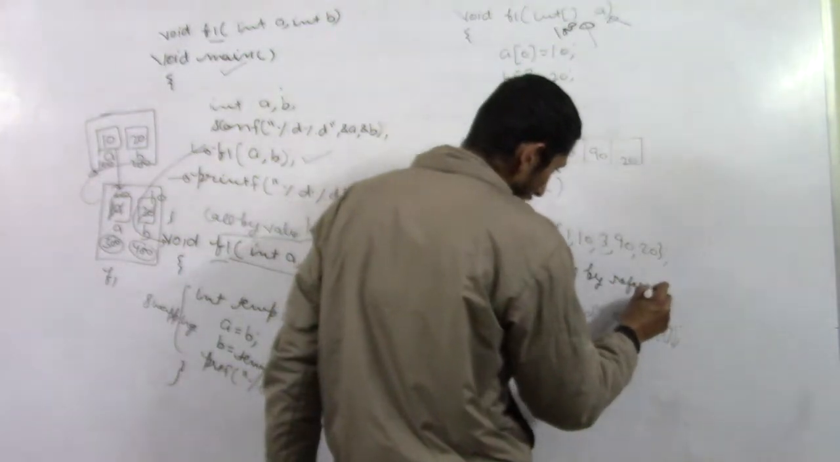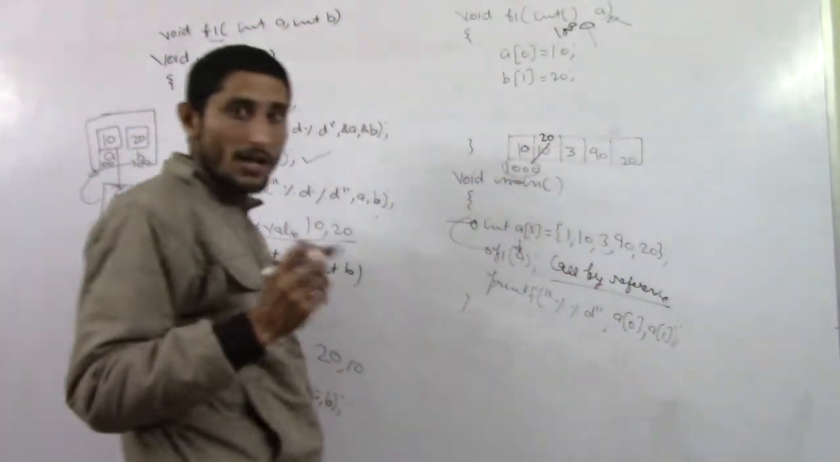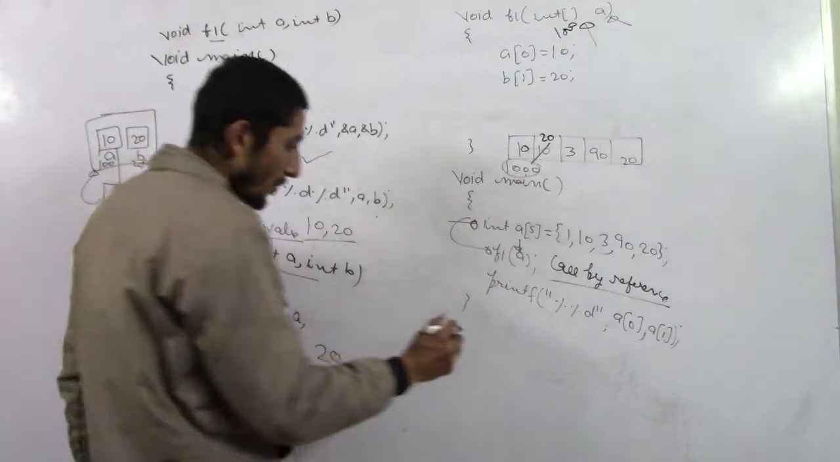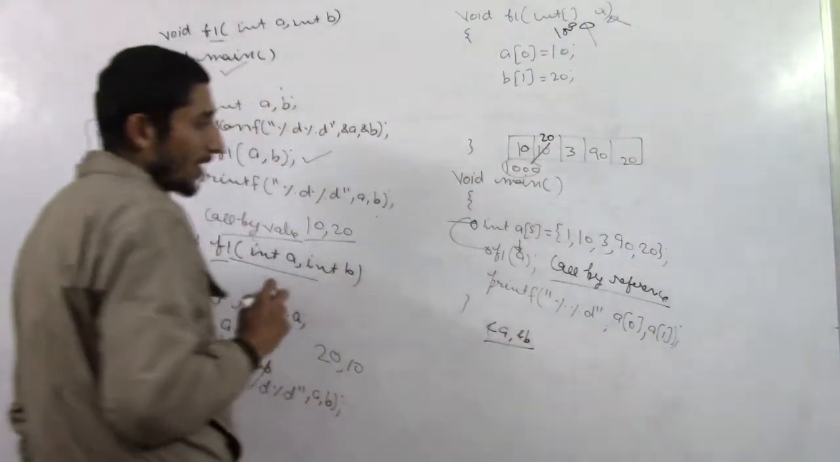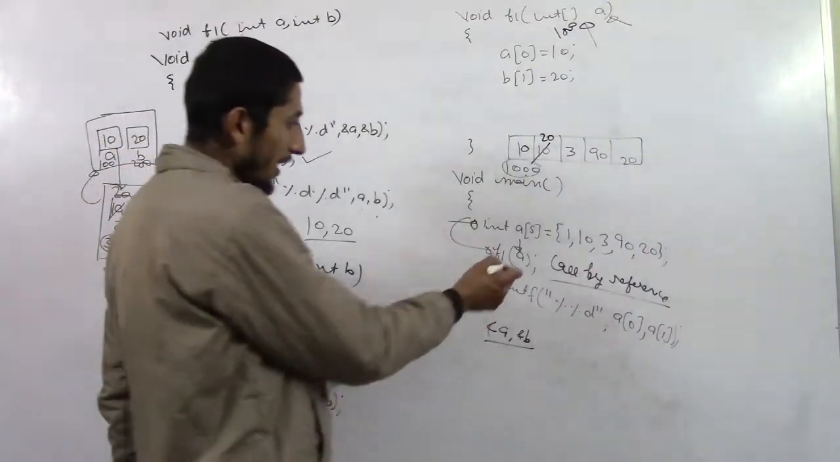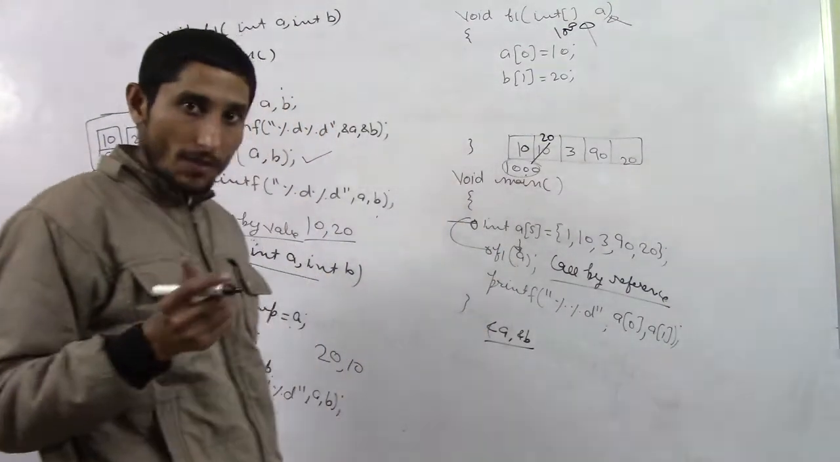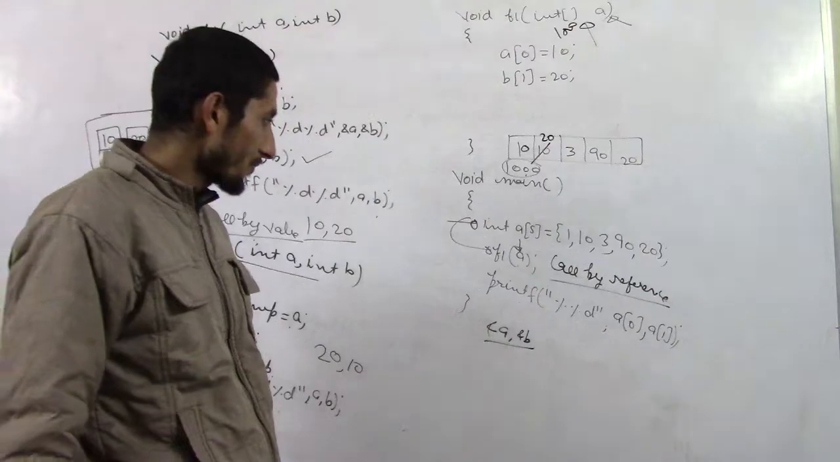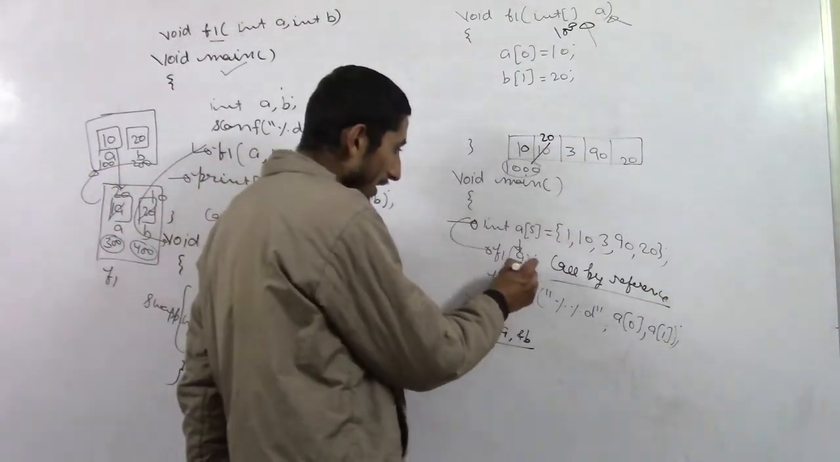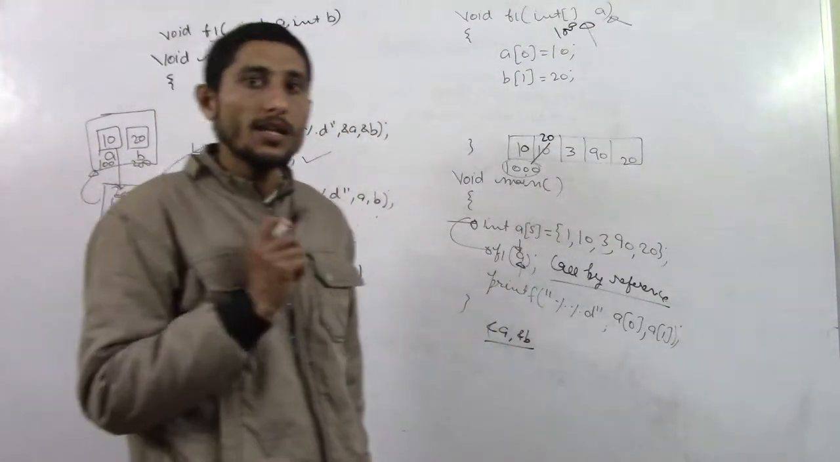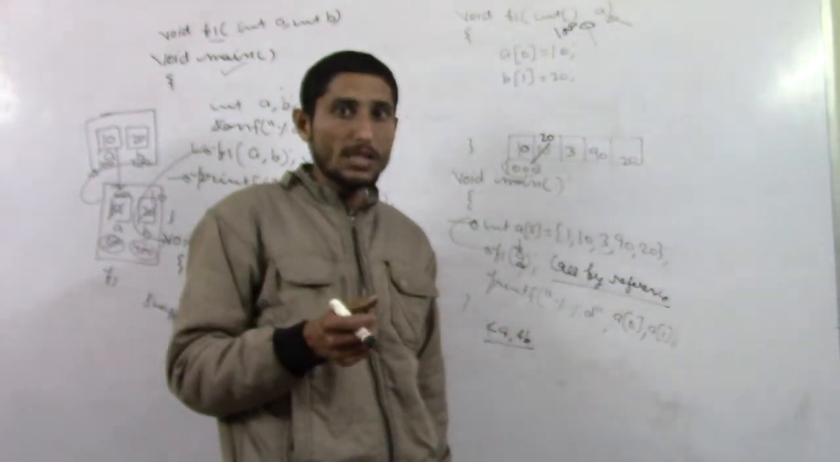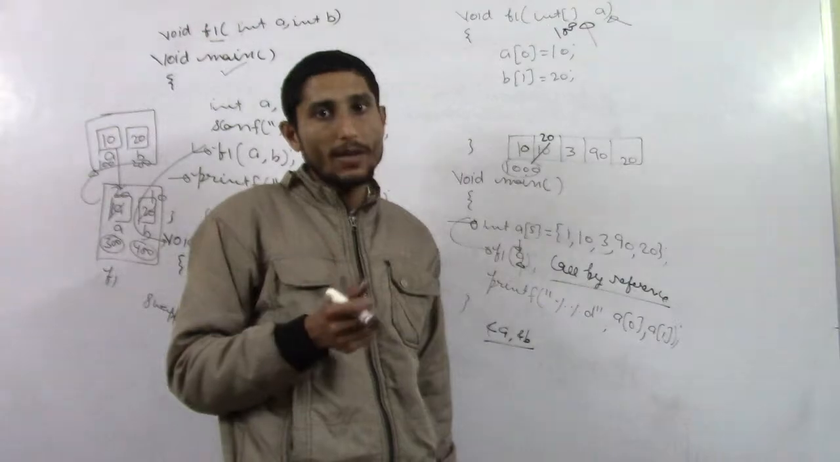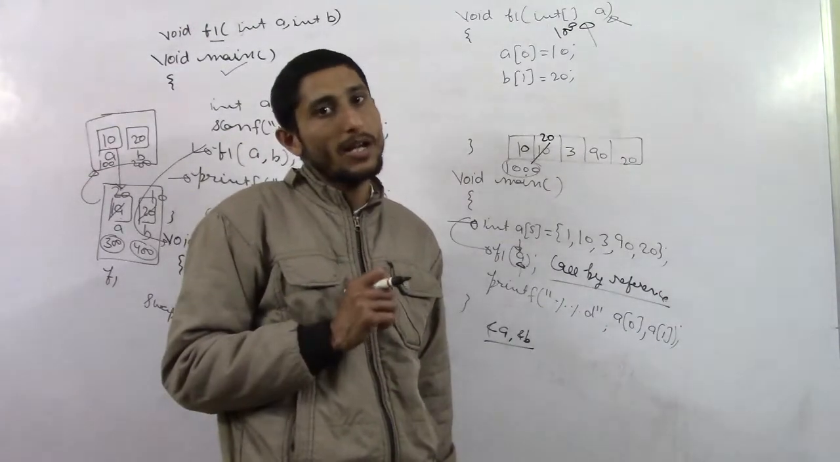I have uploaded a video for you in which I passed the address intentionally by putting the address of A and the address of B. But in this program, what is happening? The moment I pass the array, automatically the address will be passed. Are you following this? The main purpose of showing this program is that if you pass the array, it will pass the address.